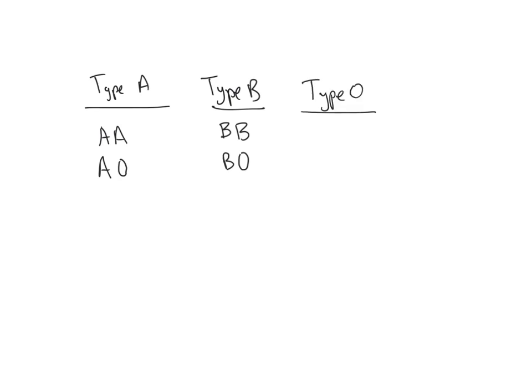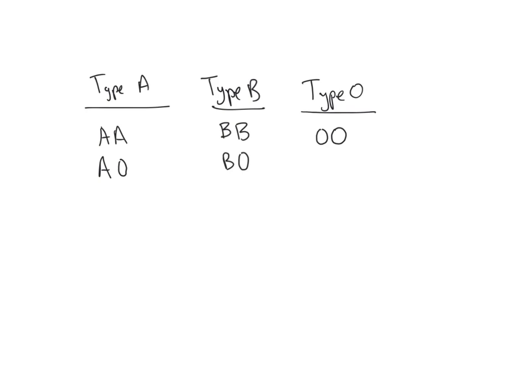Now you have a couple of options for type A. You can either be AA, the homozygous dominant trait, or the heterozygote AO. Now, type B blood. You have a similar scenario to A, where you have the homozygous dominant BB or the heterozygote BO. The next type of blood we see is type O. There's only one way you're going to get type O, and that is the homozygous recessive trait OO.